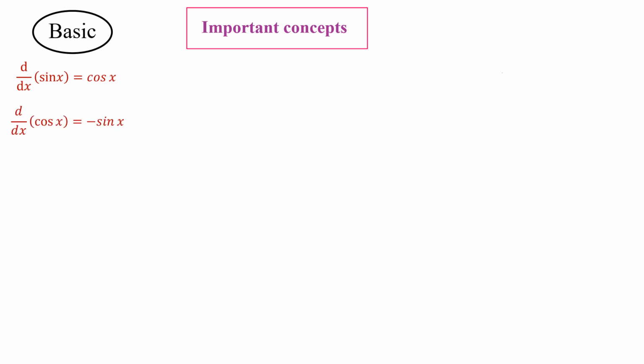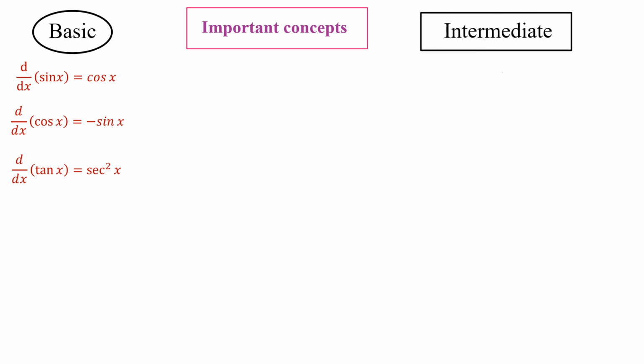Right, let's look at some important concepts that are needed before we go on to problem solving. What are the basic concepts needed? The derivative of sine x will give you cos x. The derivative of cos x will give you negative sine x. The derivative of tangent x will give you secant squared x. So all other concepts will be based on these three basic differentiations of trigonometric functions.